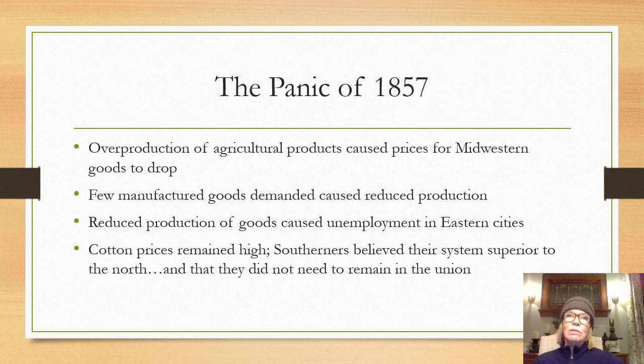And this is really bad for cities because now people are dependent upon a paycheck. You can't just go and grow crops or forage in the forest. So they're in the cities and they're homeless, right? They're unemployed. Also, in the South, the price of cotton remained high because there was still a demand for it in England, Europe, and other parts of the world. And so this leads Southerners to believe that their system is far superior, and it gets some thinking that we can just secede.